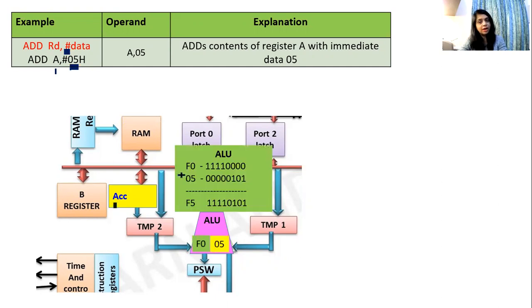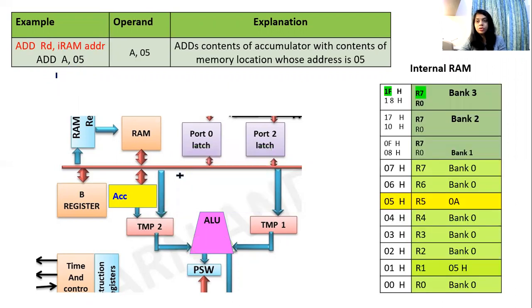So this instruction will add F0 and 05. I have taken simple numbers for addition so that it is easy to understand for all of you. F5 is the result. Since RD, the destination register, is the accumulator, the result will enter the accumulator like this. Now let's go to the next instruction.